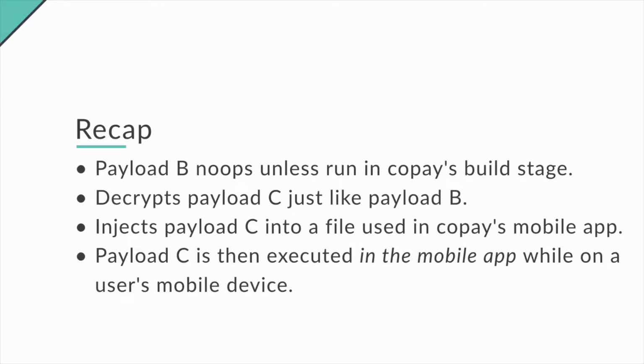All right, recap. So Payload B doesn't do anything unless it is in Copay's build stage, building on iOS, Android, or desktop application. It decrypts Payload C just like it does Payload B. It injects Payload C into a dependency that Copay will eventually use. And then Payload C is executed in the context of the mobile application on a mobile user's device.